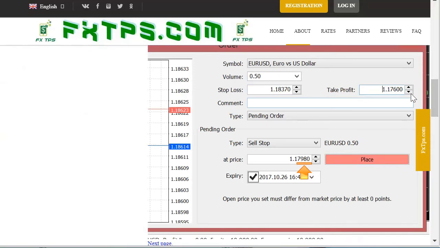Therefore, you have to set a sell stop order at 1.1798, you have to set stop loss at 1.1837, you have to set take profit at 1.1760.